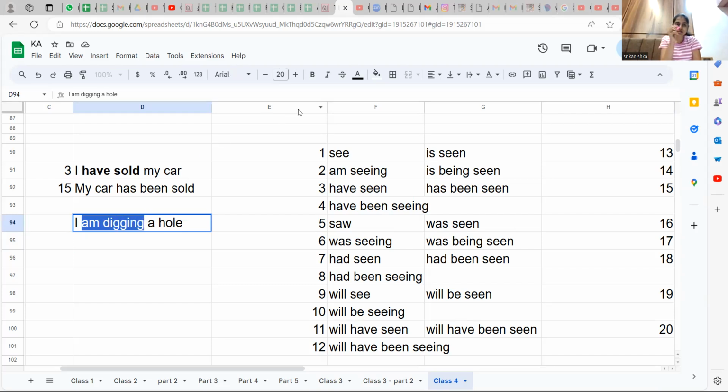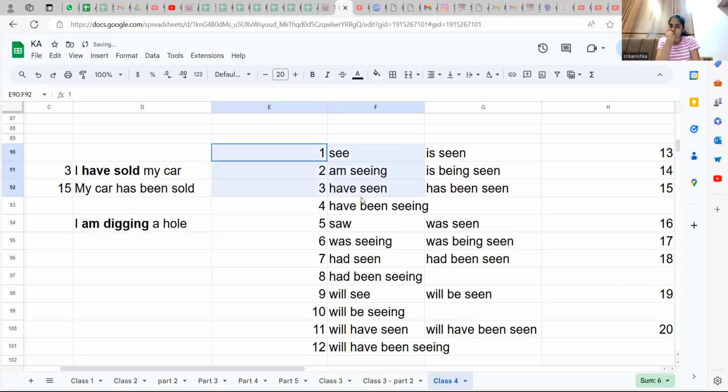Look at them. The main verb is digging. The supporting verb is am. So the digging is V4. Which form out of the 12 has exactly the same type? See, give me the number here. So I am is going to be present. So it has to be one of the first 4, isn't it? The second 4 are past, they should not match. Then the other 4 are future, which will not go with it. 1, 2, 3, 4 only. Out of 1, 2, 3, 4, which one will you choose?